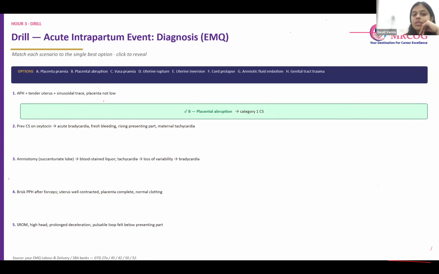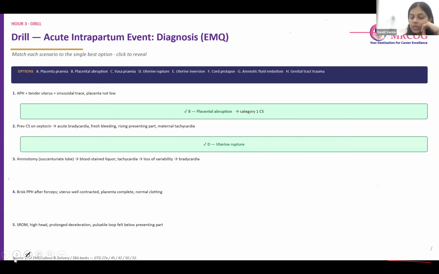APH with tender uterus and not low-lying placenta already brings abruption in our mind. Sinusoidal trace confirms it. Previous CS: if previous CS is there and acute intrapartum event type options are there, then rupture is on our mind first. If she's on oxytocin, acute bradycardia, fresh bleeding, rising presenting part, and maternal tachycardia, these confirm uterine rupture.